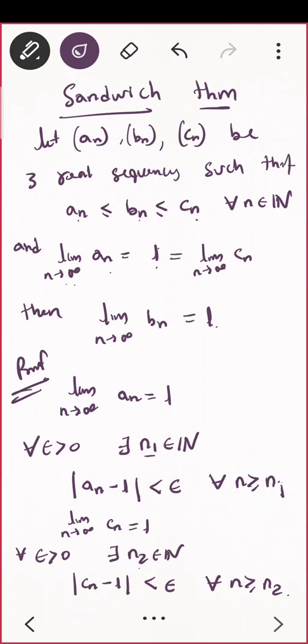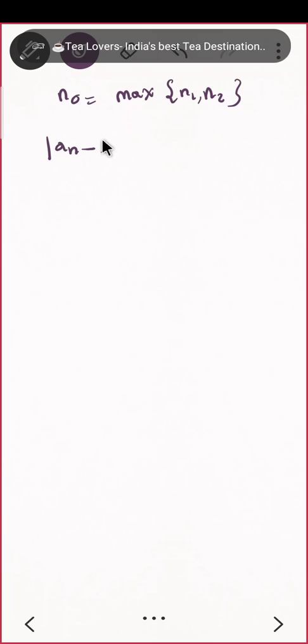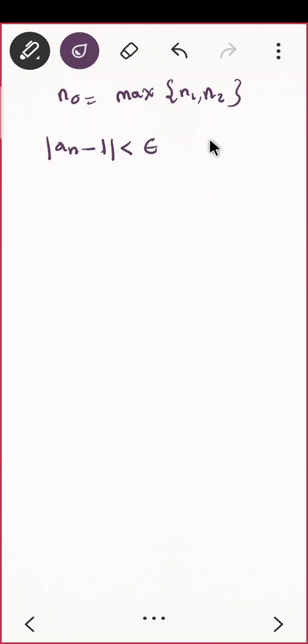Perfect. Very nice. The one which is maximum. So I'll choose n naught as the maximum of n1 and n2. Correct? Once I choose the maximum one, what is the condition I'm having? I'm having the condition |an minus L| is less than epsilon for all n greater than or equal to n naught. Earlier I was having n1 here.